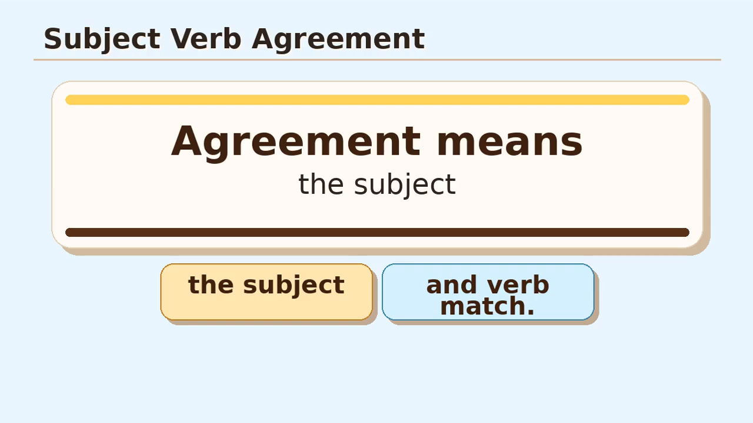Verbs must agree with the subject. In the present simple, this often means singular third-person subjects take the S form, while other subjects keep the base form. So when the screen says agreement means the subject and verb match, it is pointing to one of the most important habits in correct English grammar.